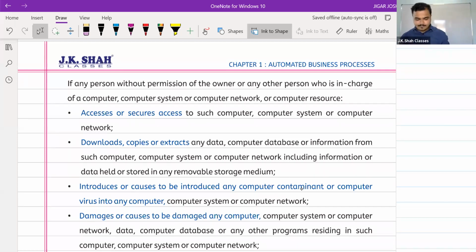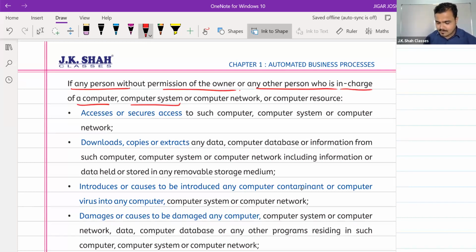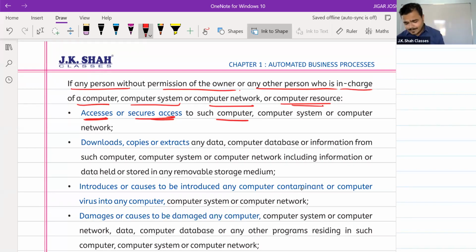Understood? Yes. Any doubt? No, sir. If any person, without the permission of the owner or any other person in charge of a computer, computer system, computer network, or computer resources, does the following activities: first, you try to access or secure access to my computer. Means you tried the password and, without my permission, used my laptop, then it is a punishable offense under Section 43. If you download, copy or extract any data, computer database or information from my computer, that is also punishable.